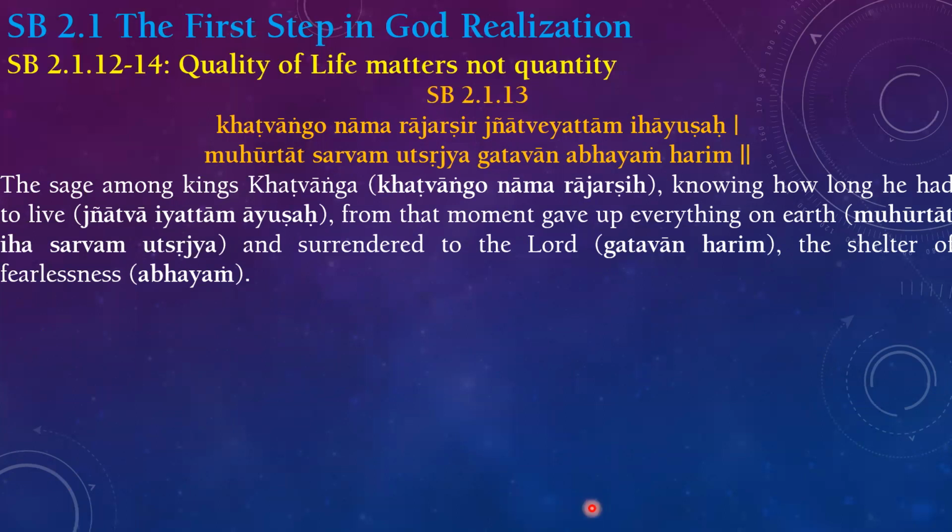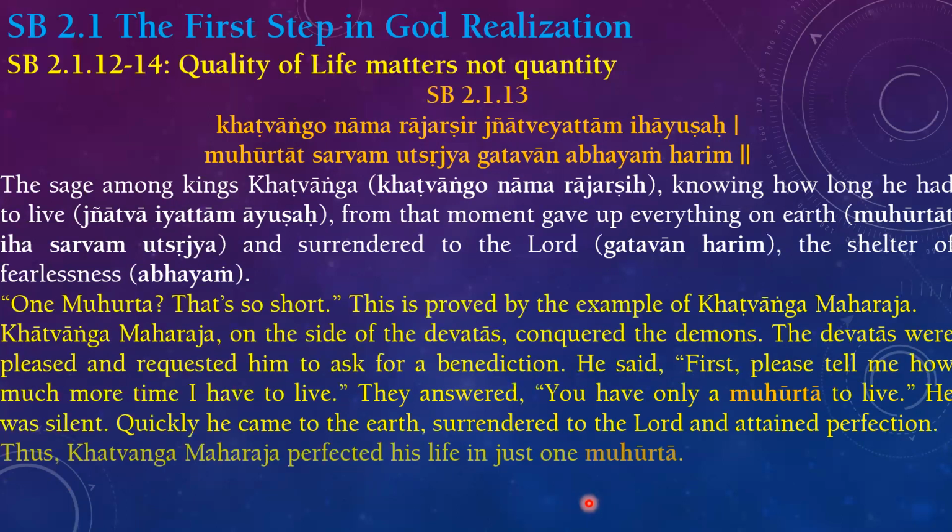Khatvanga Maharaj, invited by the Devatas, went to Swarga and began to fight for the Devatas. In the end, Lord Shiva and Mother Parvati gave birth to Kartikeya. When Kartikeya was born and became the commander-in-chief of the armies of the Devatas, the Devatas said to Khatvanga Muni, My dear sir, thank you very much for helping all these years. Please ask for a benediction.